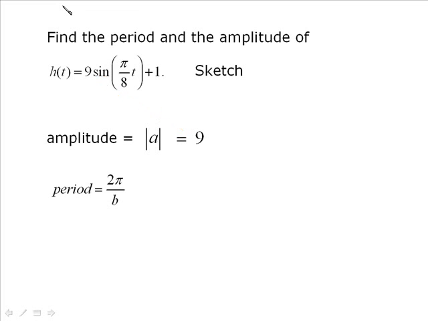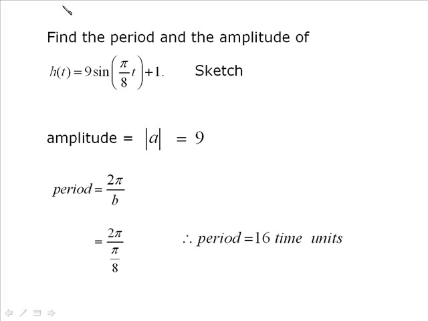Period, a little more work. The period is equal to 2 pi over b. And the b value, as you can see, you've got that pi over 8 built right into it. So the period is therefore going to be 2 pi over pi over 8. I won't show the step on this one, but when you divide that out, you multiply by the reciprocal of pi over 8, and you'll get 16. And because there was not a specific time unit associated with this, I'll just say 16 time units. Could be seconds, could be hours, whatever.